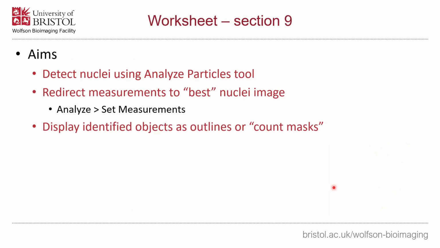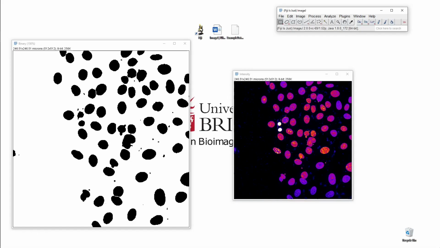For Worksheet 9, all we're going to do is run the Analyze Particles tool on our binarized image. Don't forget to redirect any intensity measurements to that separate image that we extracted a couple of sections ago, and let's output them either as outlines or count masks.